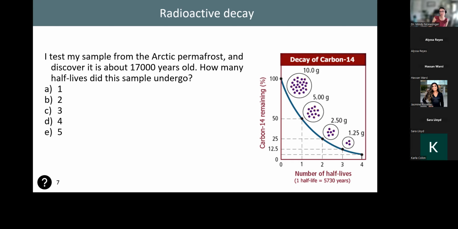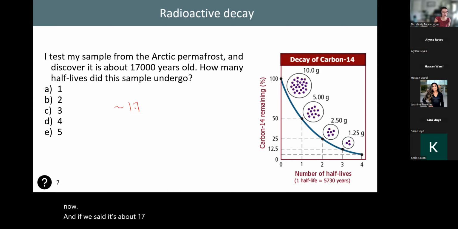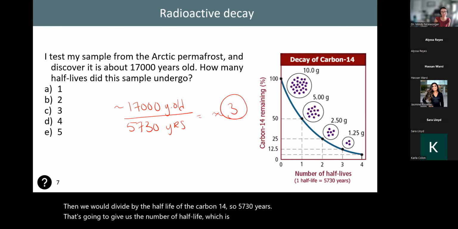All right, so we're going to work in a different direction on this problem. We know the age now, and if we said it's about 17,000 years old, then we would divide by the half-life of carbon-14, 5,730 years. That's going to give us the number of half-lives, which is about 3.